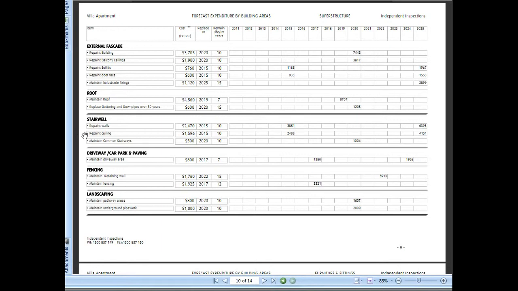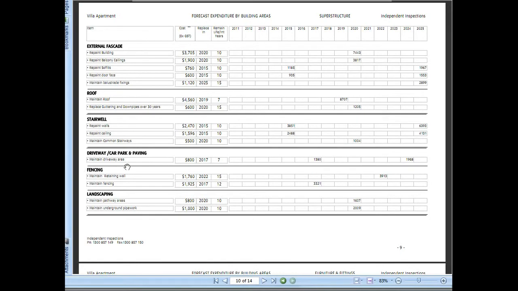Now in the stairwell, we're looking at repainting the walls. So 1, 2, 3, 4, 5. So we've got that in year 5 and then year 10. Okay, so we've got two cycles in here in this part of the building, and we've got some money put aside for some tiling by the look of it there.